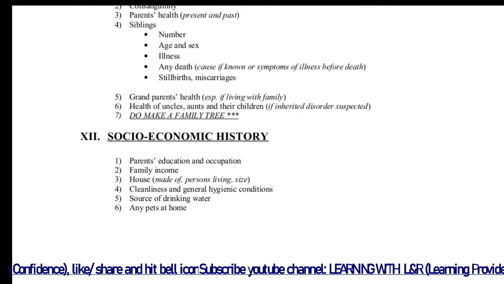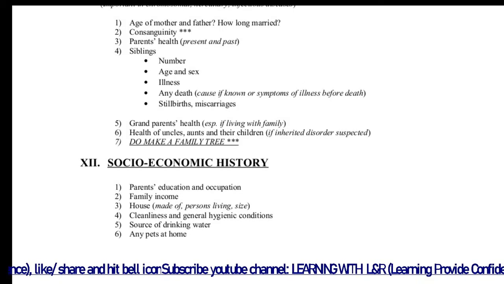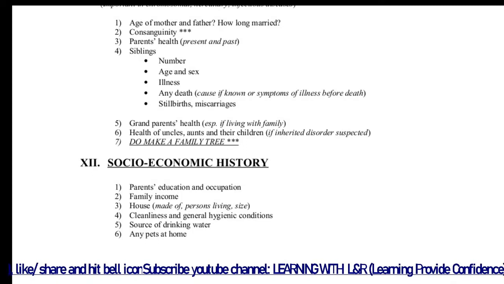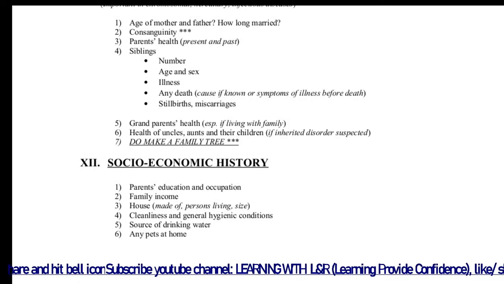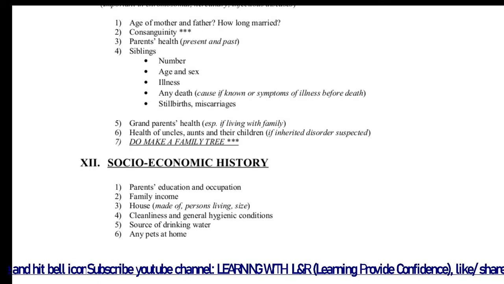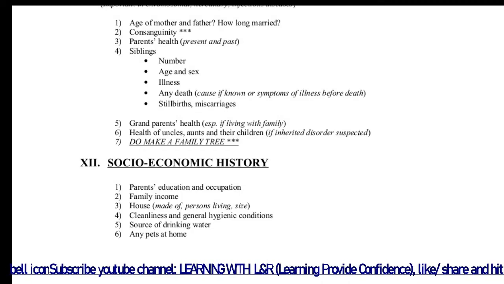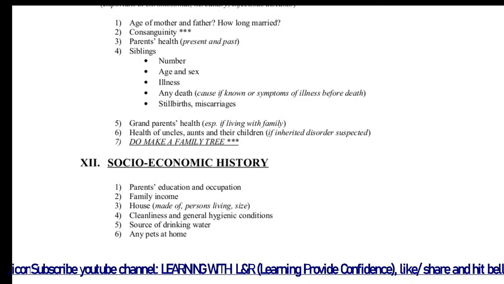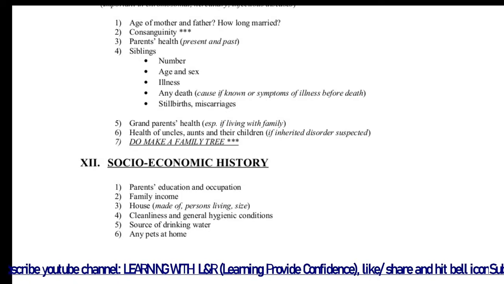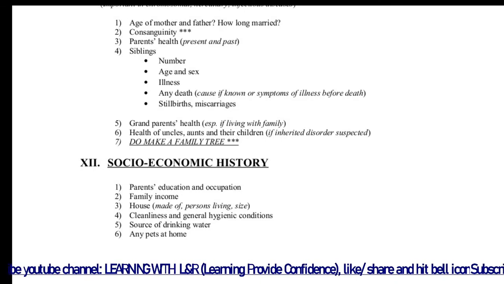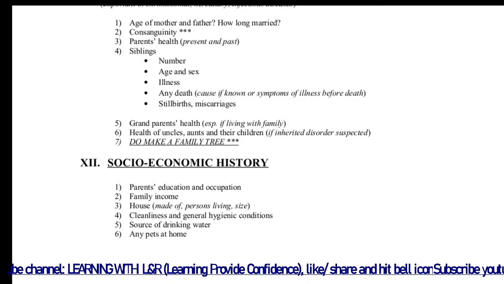After that, socioeconomic history: parents' education and occupation, family income, house made of, personal living size. Actually, in socioeconomic history, you already visit the community and there you have filled the folder. That history also mentioned here. Then cleanliness and general hygienic conditions, source of drinking water and any pets at home. This is all about the history taking in pediatrics and it is very important.